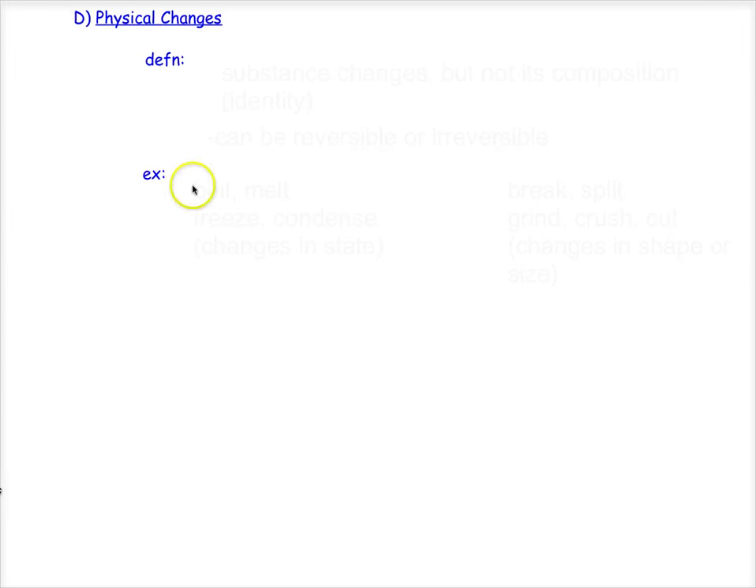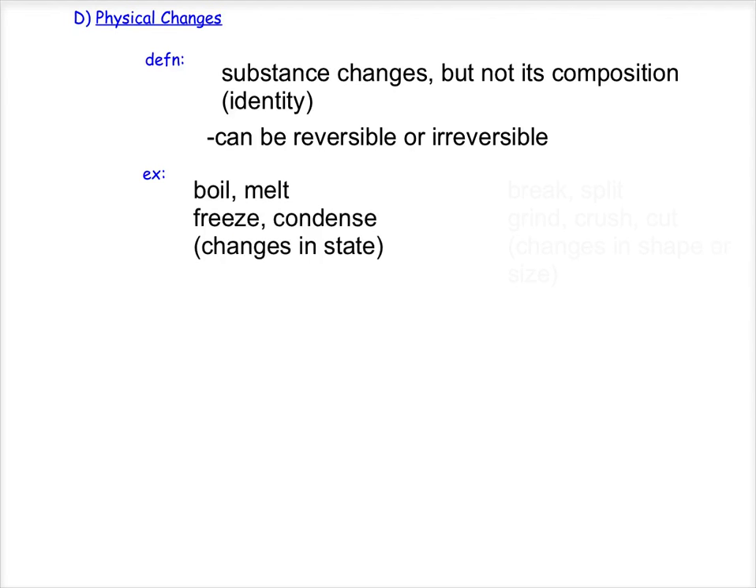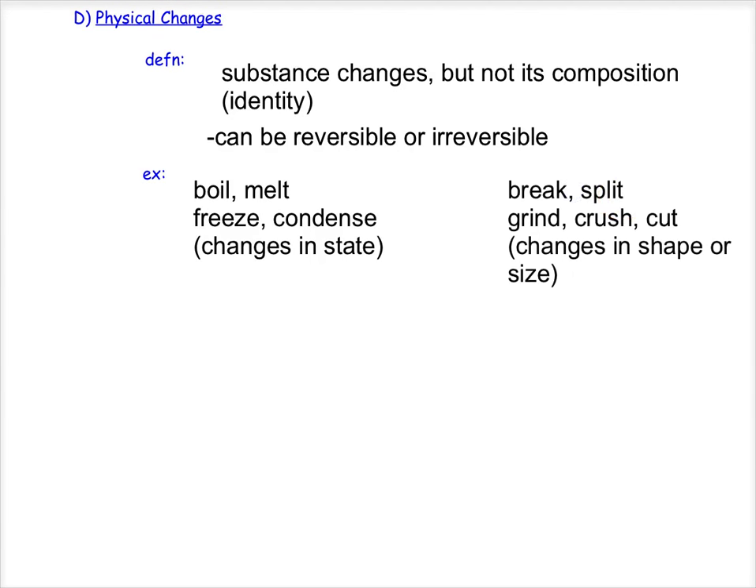Physical changes. The definition of a physical change is when the substance changes, but not its composition, not its identity. Physical changes can be reversible changes or they can be irreversible changes. Reversible changes tend to be the changes in state: boiling, melting, freezing, condensing. Irreversible changes is when something breaks, splits, grinds, crushes, cuts. Any kind of change in shape or size are what we would typically refer to as irreversible changes.